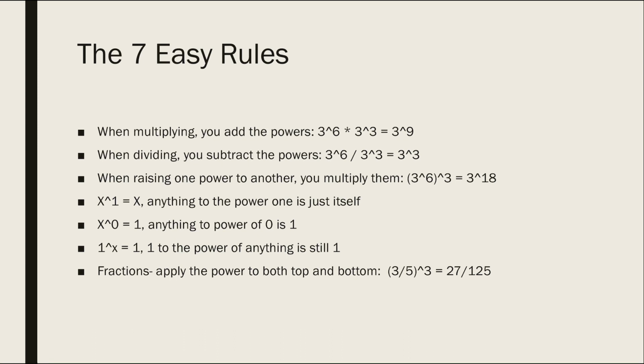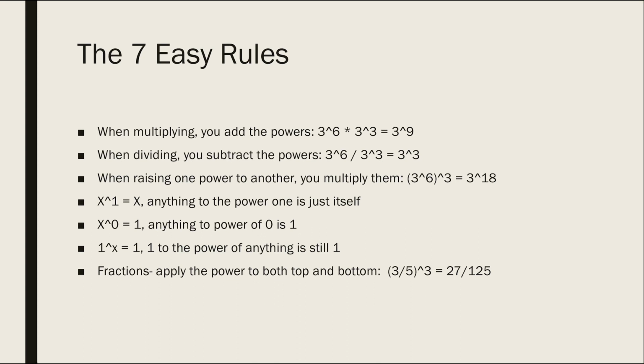However, x to the power 0 is equal to 1. So, anything to the power 0 is 1. So, 5 to the power 0 is 1, 67 to the power 0 is 1. Any number to the power of 0 is 1. The sixth rule is that 1 to the power x is equal to 1. So what I'm trying to say is that 1 to the power of anything is still 1.